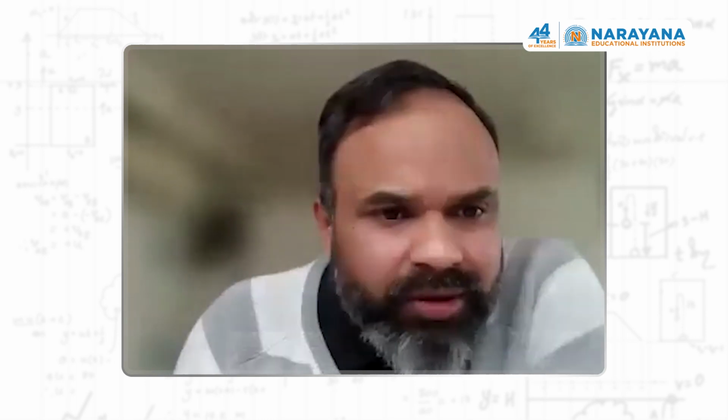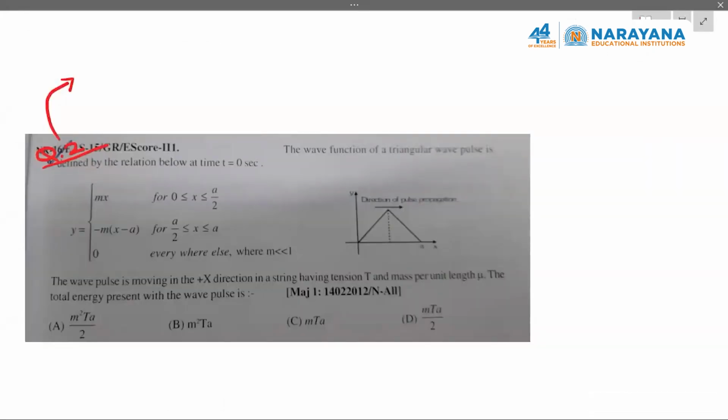To find out the energy of the signal, if you read this problem again, they can give you any such function which is a bounded continuous function. Like in this case, if you look again, it is a triangular wave pulse, and they've given you the shape at t is equal to 0. Let us just try to observe it. This is the triangular pulse. Equations are given. The point is, this pulse is moving in positive x direction, string tension is given, mass per unit length is given. We need to find out the total energy which is present in the wave pulse.